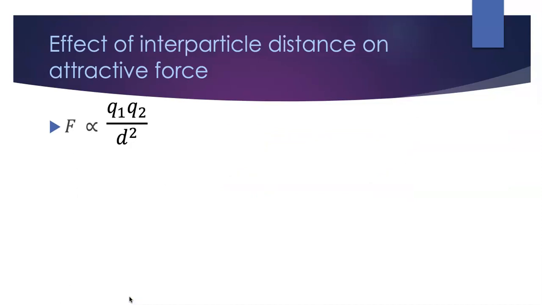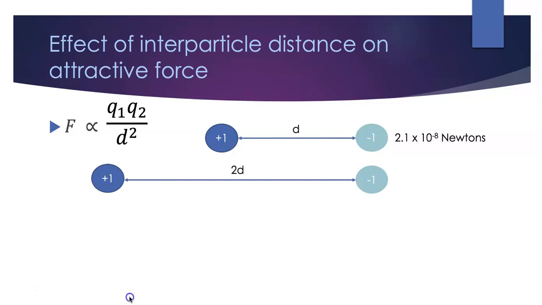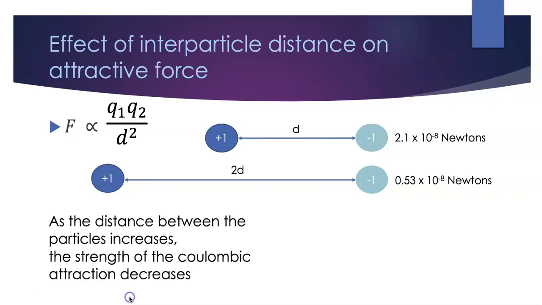And now let's talk about the interparticle distance. Let's say we have, again, our two particles at some certain distance d, and they had a certain attractive force between them that we have a number for. And if that distance between them doubles, what happens to the attractive force? It goes down by a factor of 4. So what's important here to note is that as the distance between the particles increases, the strength of the Coulombic attraction decreases. Now, it is 1 over d squared. But what's really important, big picture here, is that it's inversely related. So as the distance between them goes up, the strength of the attraction goes down. That's really what you need to remember about that.